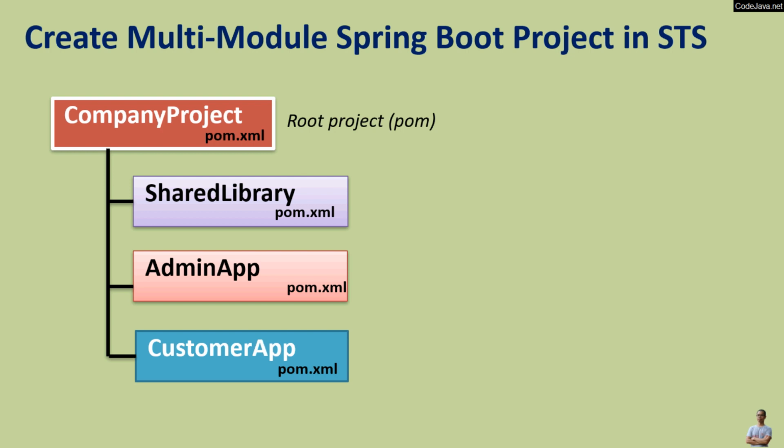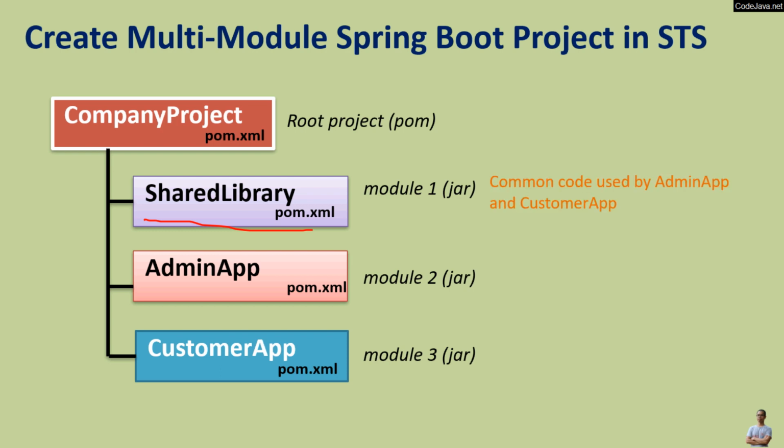The first one is for the shared library project, the second module is for the admin app project, and the third module is for the customer app project. In these module projects, the packaging type can be jar or war. In this case, we have the packaging type jar for all three modules. And the shared library contains the common code that is used by the admin app and customer app.